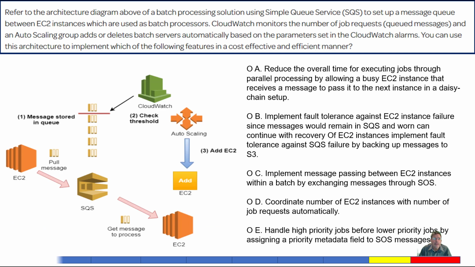You refer to the architecture diagram above using SQS to set up a queue between EC2 instances. CloudWatch monitors the jobs. Auto scaling groups add servers based on CloudWatch. So why are you doing this? To reduce overall time? Not really. Maybe. To implement fault tolerance? Not really. Implement message passing? Well, yeah, you're doing that, but that's not your goal. Coordinate the number of instances in the job.